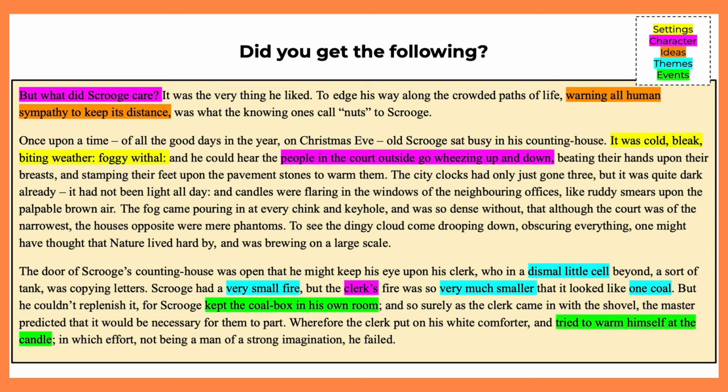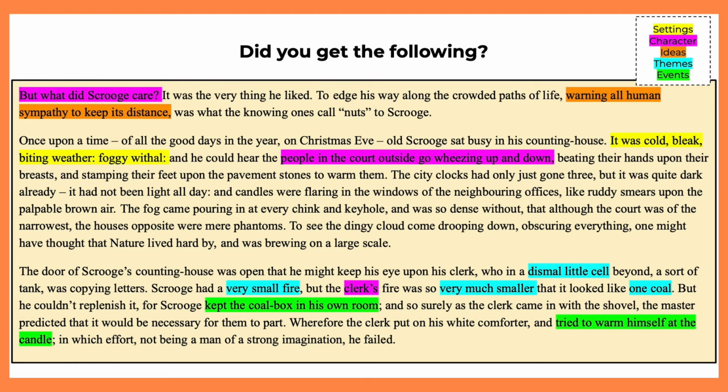Did you get any of the following? I have provided a key for each type of example from sight: settings, character, ideas, themes, events. So I'm going to go through some of them, not necessarily all of them, and if there are any that I don't discuss that I may have not highlighted, please feel free to leave a comment with your contribution.